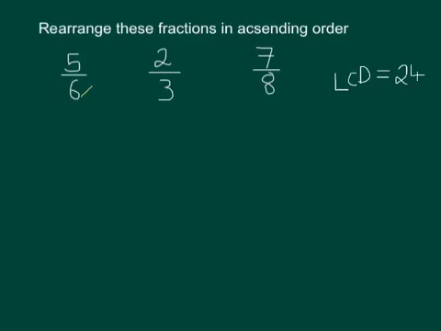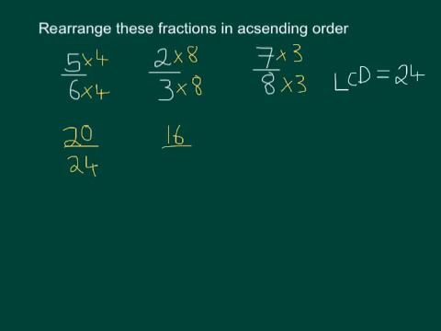5 over 6, we need to multiply it by 4, so we multiply the top by 4. The 3 we're going to have to multiply by 8, so it means we have to multiply the numerator by 8. 8 we're going to have to multiply by 3, means we've got to multiply the top by 3. So now in effect we've actually got three new equivalent fractions. We've got 20 over 24, we've got 16 over 24, and we've got 21 over 24.